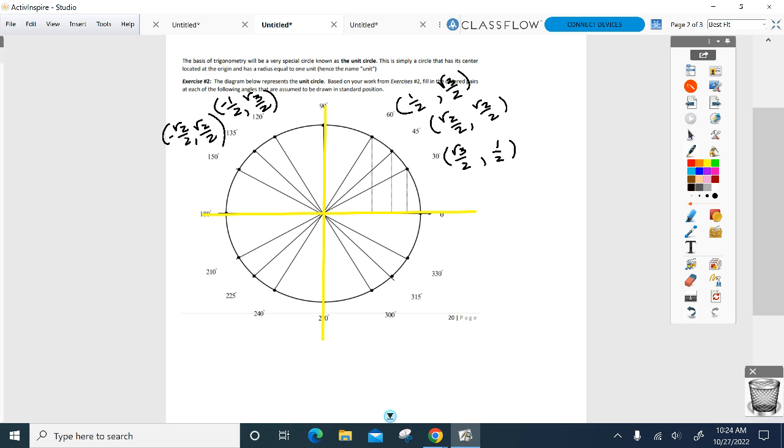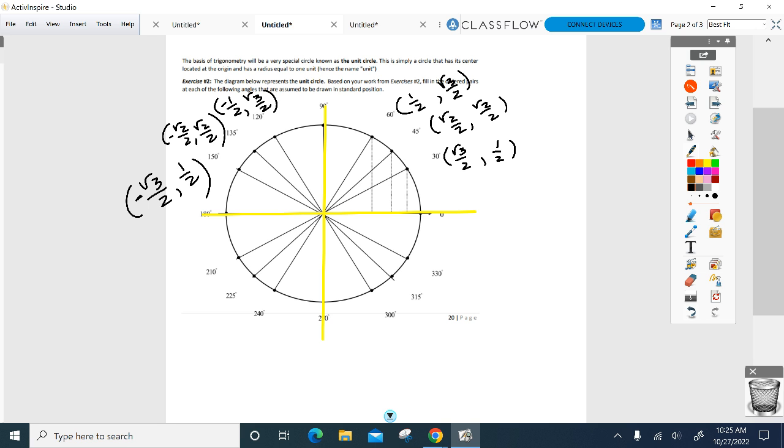And then 150, what's the reference angle? 30. So it's going to share the same coordinate as 30. But again, the x coordinate, because I'm in the second quadrant, is negative. I'm going to do one more with you, and then I'm going to let you do the rest.